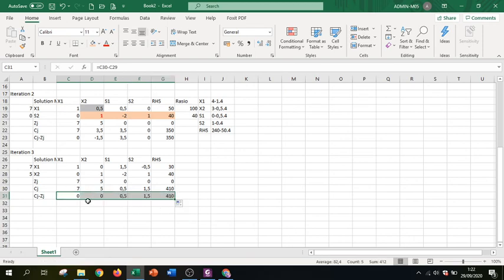Now, because all of these numbers are positive, this is the optimal value, yeah. So because all of these are positive, this is the optimal value, 410 after the third iteration.